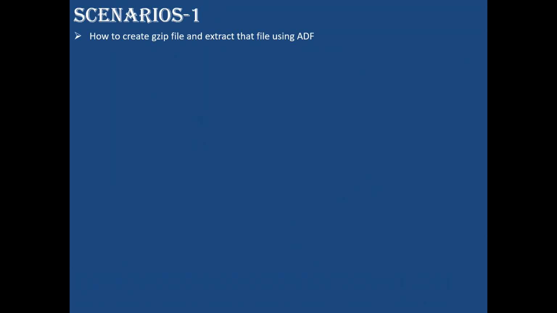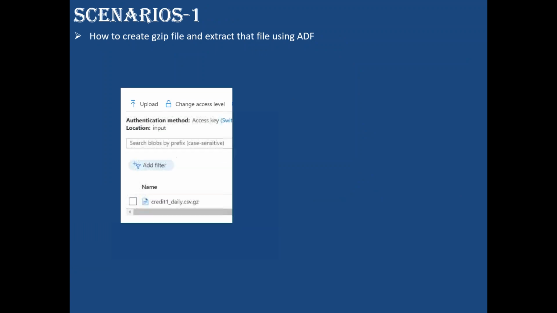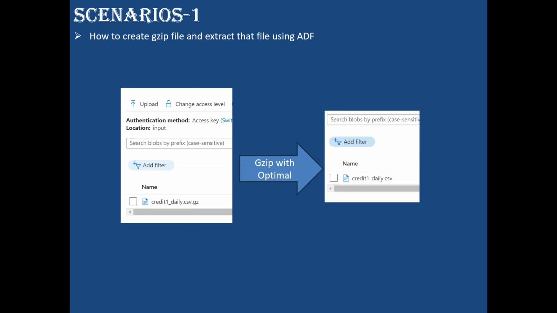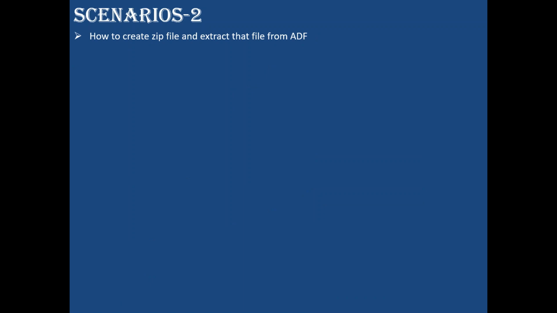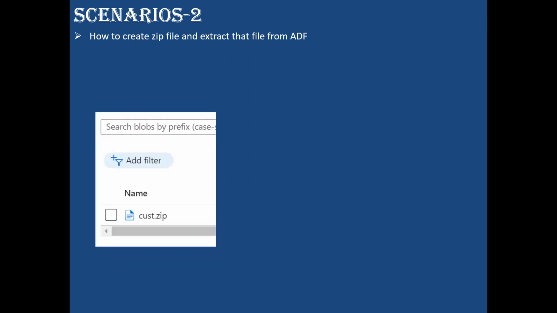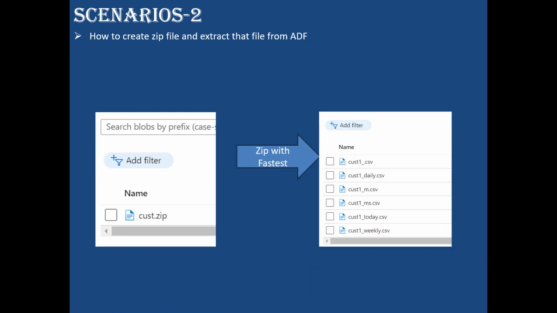Scenario 1, we will see how to create a gzip file and extract the file using ADF. On the source dataset side I'll be putting this particular .gz, and I'll use the gzip with the optimal option and extract it. Similarly, we will see how to create a zip file and extract that file from ADF. I'll create the zip file and show you how to extract this particular zip file and load it into the target database.